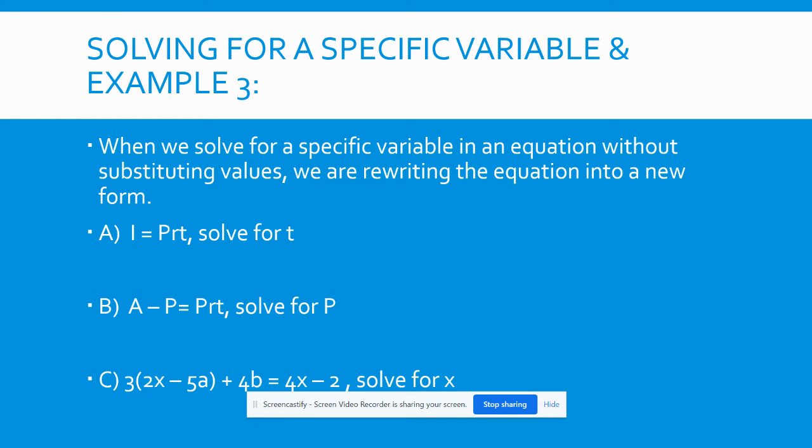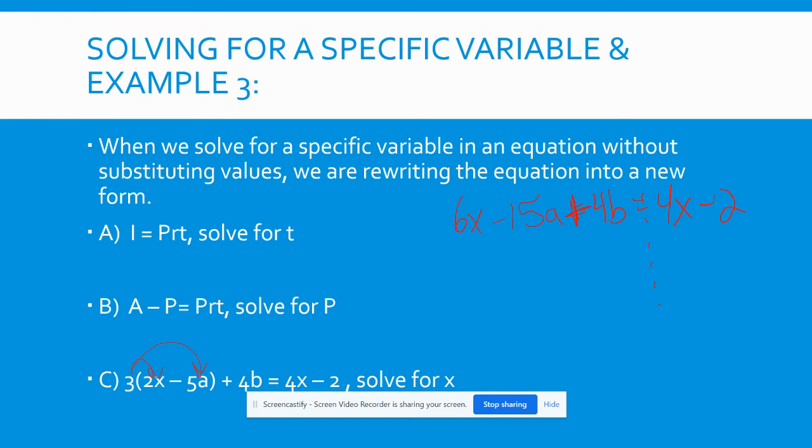Last but not least, we're looking at example C, and we want to solve for x. Well, I can't combine these x's right now until I get this out of the parentheses. So we'll start with distributing. 3 times 2x is 6x, and 3 times negative 5a is negative 15a. Oops, and we still have that plus 4b and 4x minus 2.